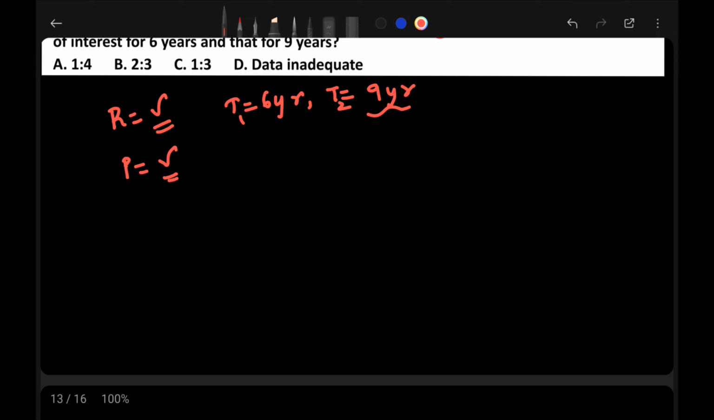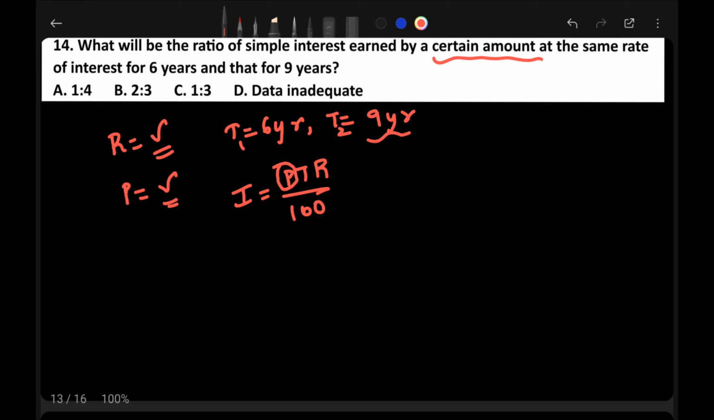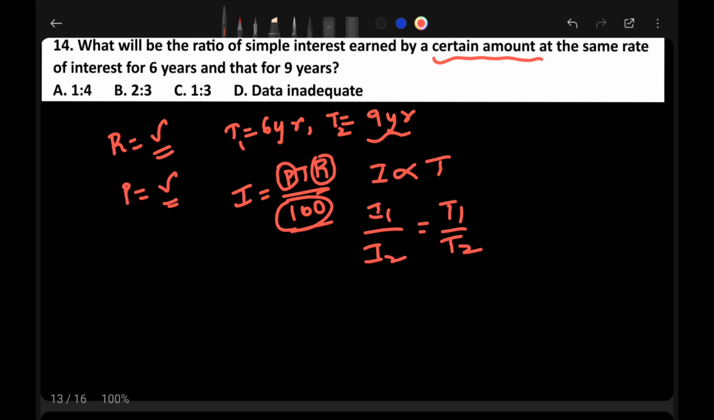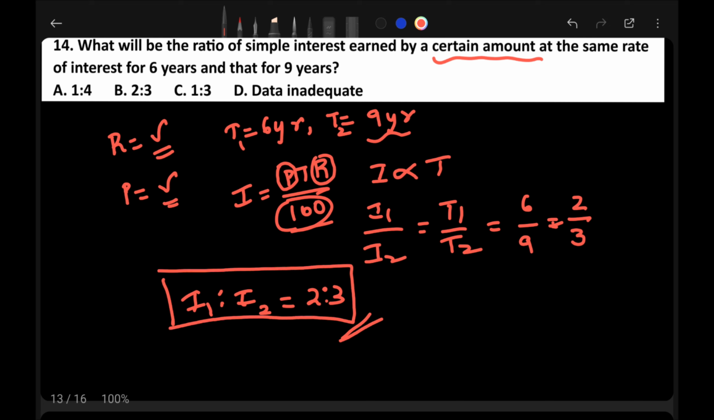See, I equals PTR by 100. P is constant, R is constant, 100 is of course constant. I is directly proportional to T. So I1 by I2 equals T1 by T2. He gave us T1 is 6, T2 is 9. Division by 3 gives 2 by 3. I think we started with a bit complicated problems, but we ended up with some simple problems. 2:3 is the final answer.